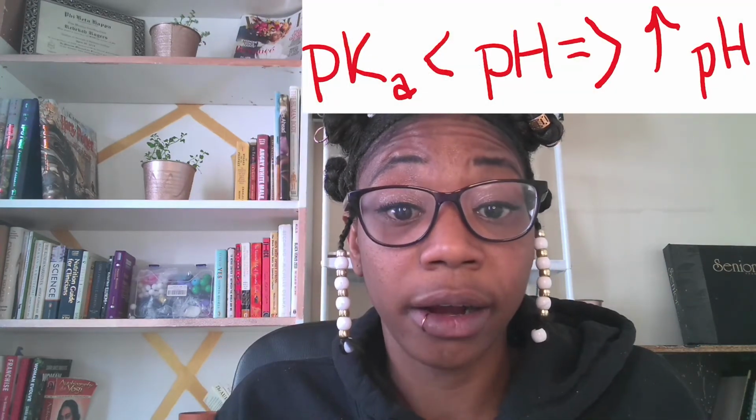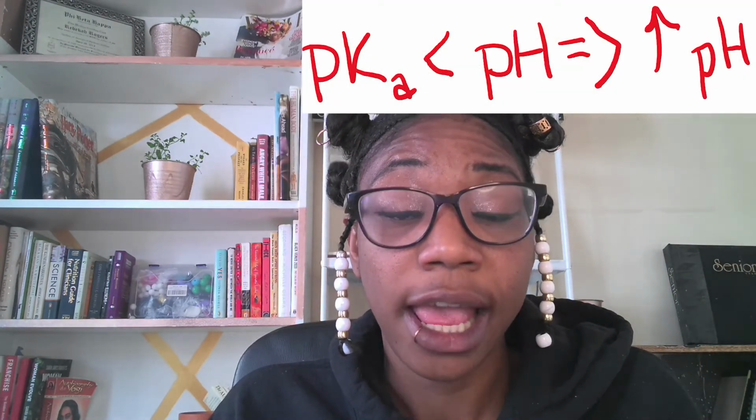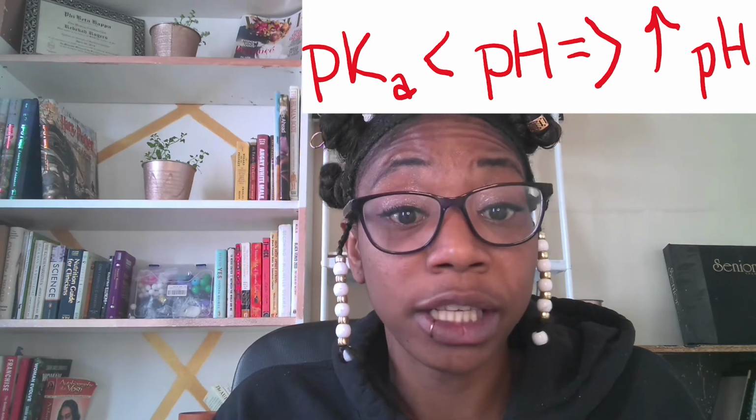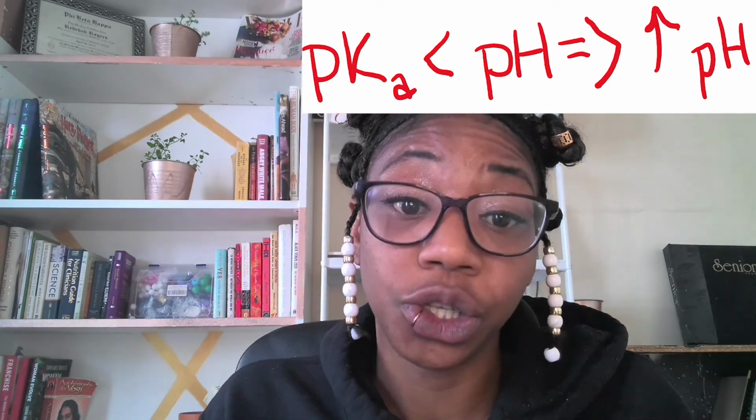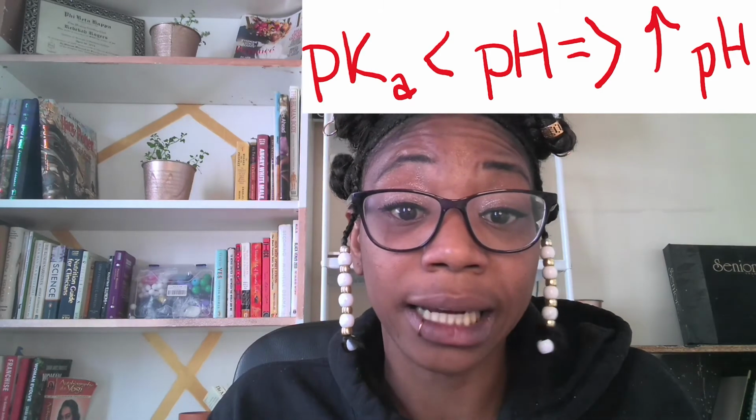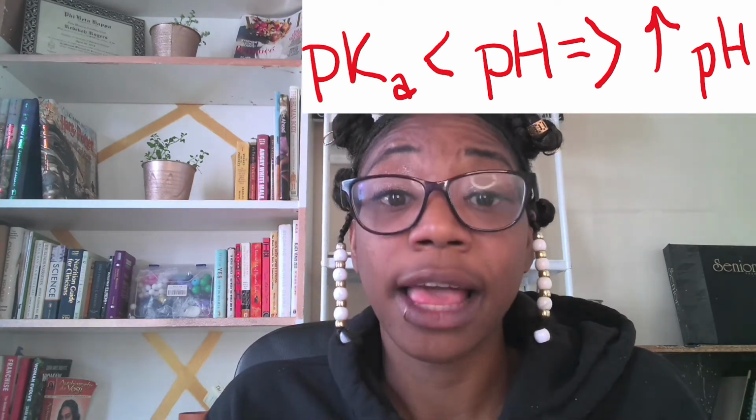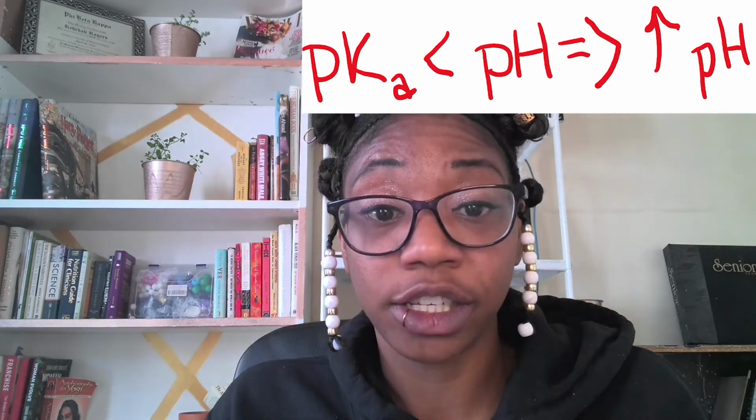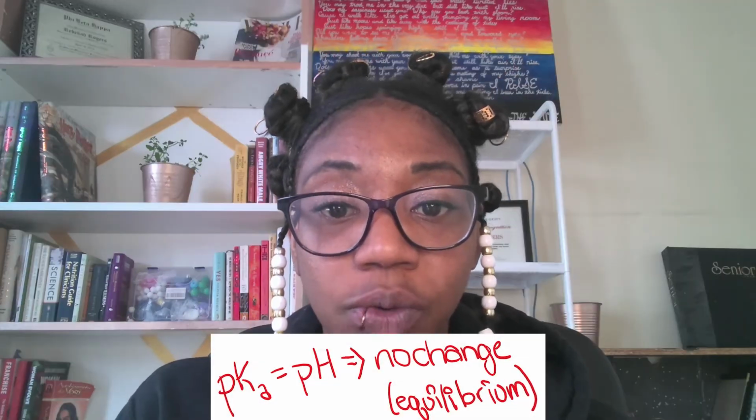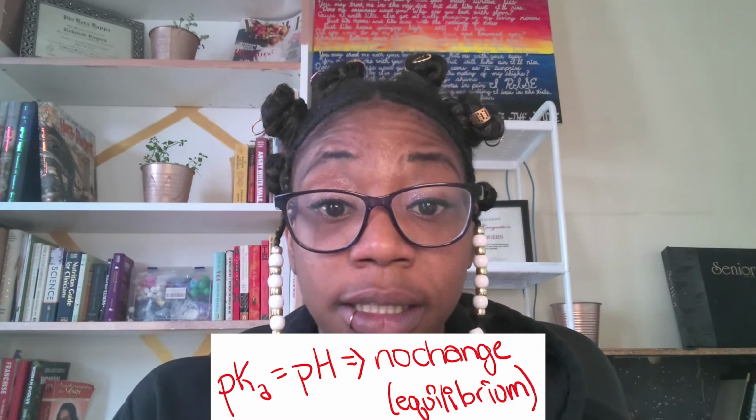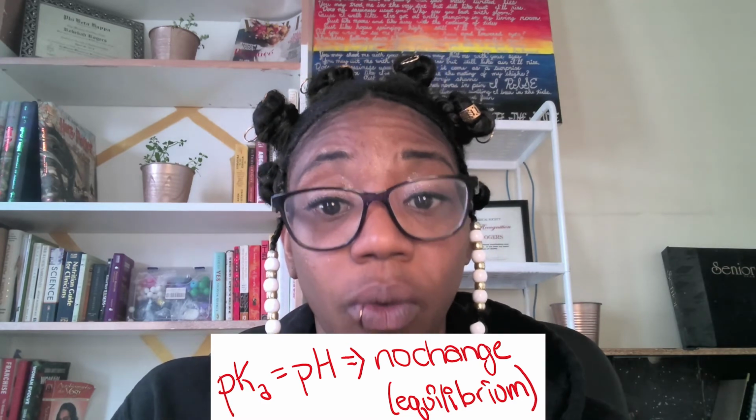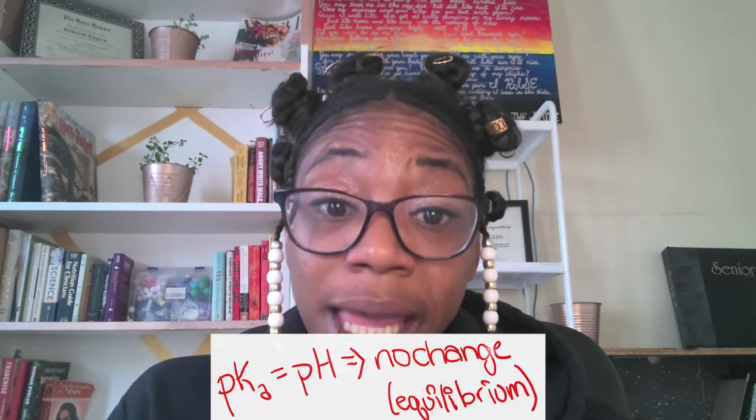In contrast, if the pKa is greater than the pH of the solution, then some of the hydrogen from the solution is going to bind to the new molecules that are being added to the solution. And because there's less hydrogen freely floating around, that's going to increase the pH of the solution. When the pH is equal to the pKa, the system is said to be in equilibrium, where no hydrogen is moving and the pH won't change.